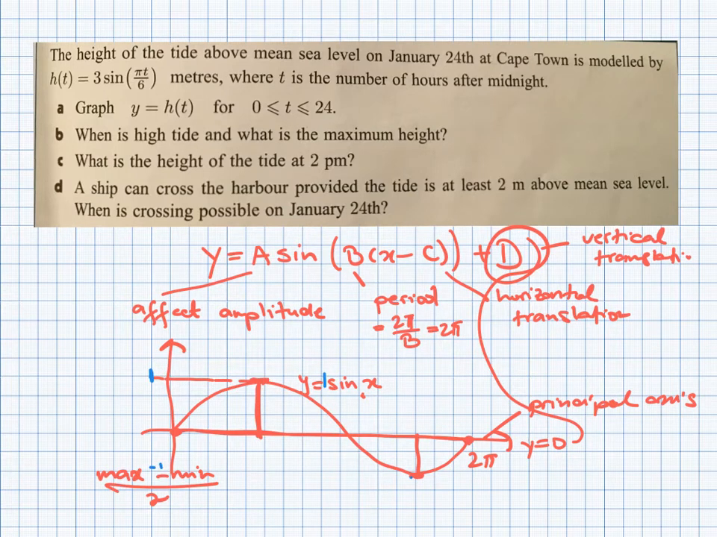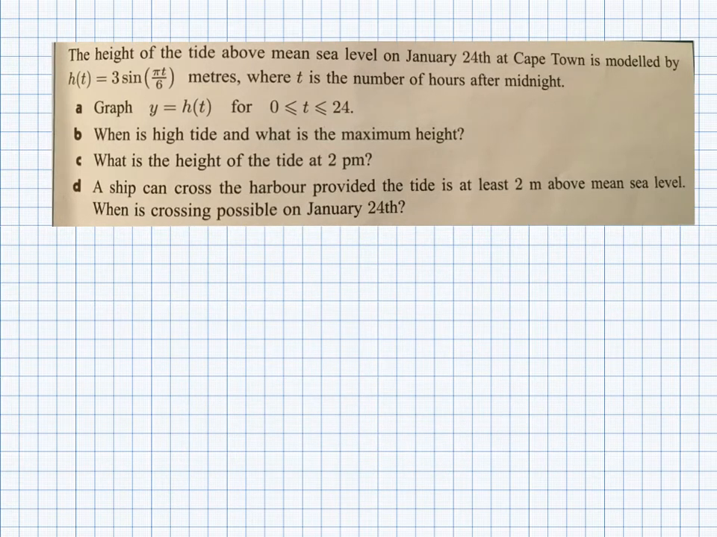Now I think we can start the question. As I said before, the height of the tide above mean sea level on January 24th is modeled by this equation. t is the number of hours after midnight. We have to graph this equation for the values of t between 0 and 24.